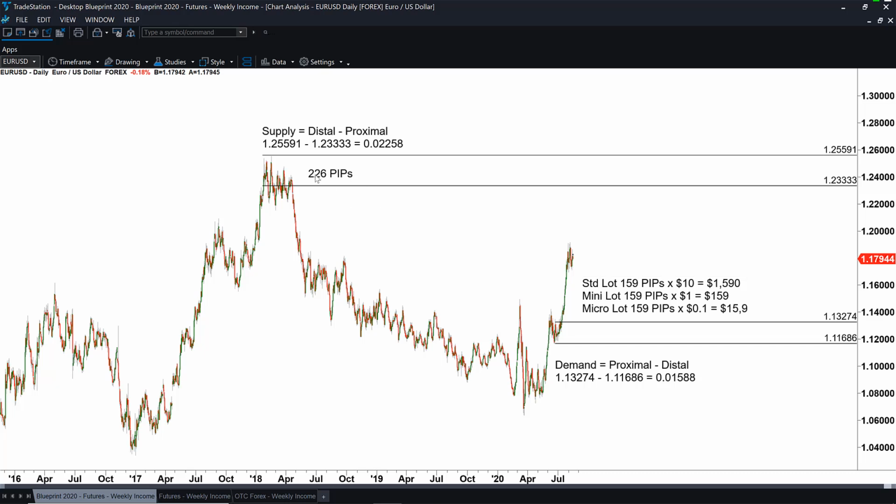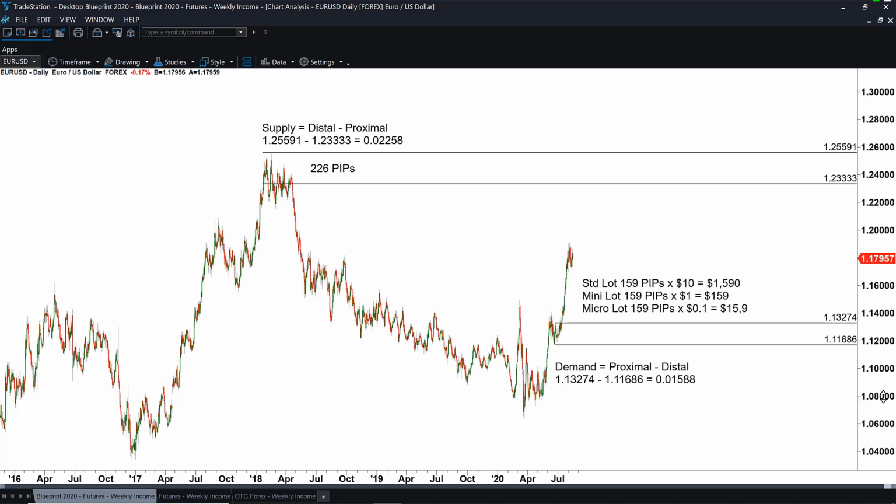Basically, if I trade a standard lot times 10, so 2,260. If I trade a mini lot times 1, 226. If I trade a micro lot times 0.1, which is going to be $22.6. All right, so pretty simple. I just want you to understand kind of the mechanics.